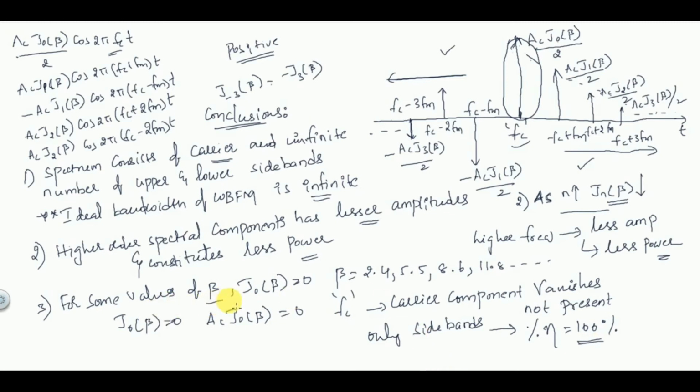So for these values of beta, at least these 4 you have to remember, because it was asked once in a previous GATE question. If possible, I will do that question also in the future. So J naught of beta is equal to 0, then the carrier component vanishes and efficiency becomes 100%. So for these values of beta, the efficiency of WBFM is going to be 100%. And for all the remaining values, Fc is present, so efficiency is not 100%. This is what the three inferences which you have got from the spectrum of this WBFM signal.